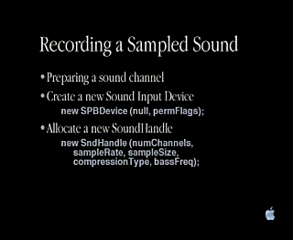So the first thing you need to do to record a sample sound is prepare the sound channel. And the way you do that is you create a new sound input device by calling new SPB device and passing in whatever permissions are appropriate for that type of device. For example, most microphones you can't write to, so you'd want to just do read with that. Also, you need to allocate a new sound channel and pass the number of channels, the rate, the sample size, and the compression type of the sound that you'll be using. And you can also just retrieve that from the sound input device if you want, so you can get the defaults for that. So that's actually pretty easy.